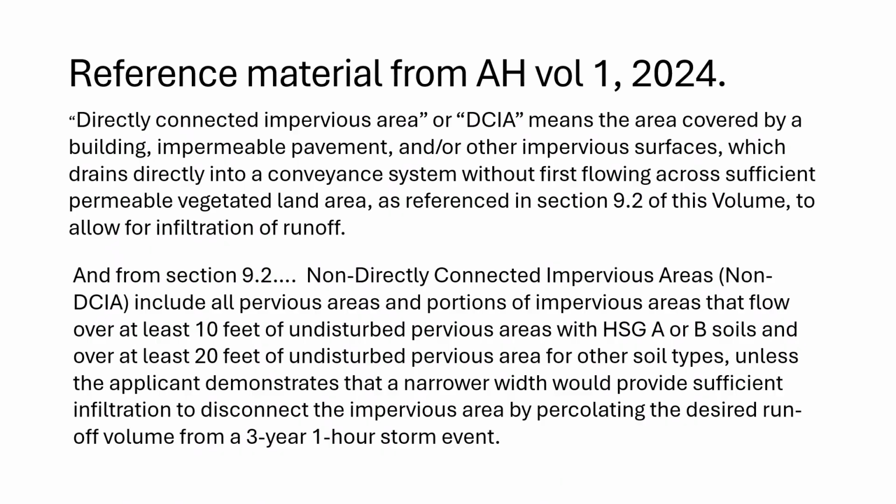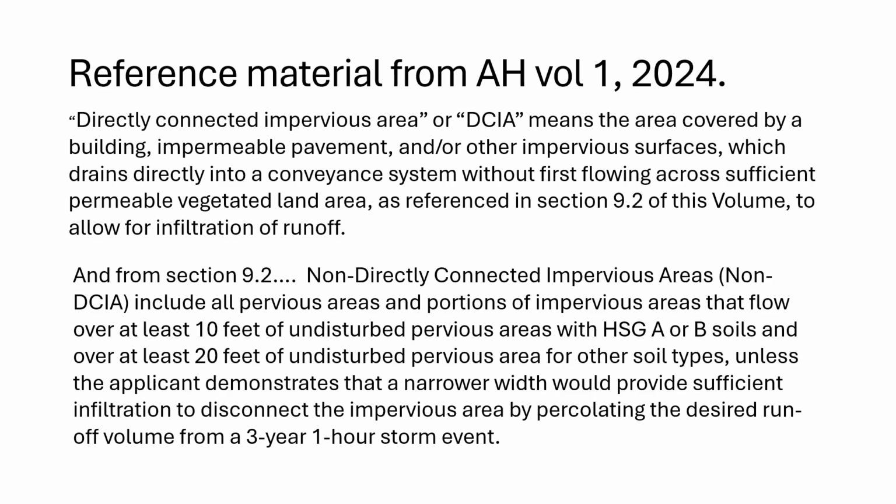Specifically, this means flowing over at least 10 feet of undisturbed pervious areas if the soil is a hydrologic soil group A or B, typically sandy soils. For other soil types, a longer distance of at least 20 feet of undisturbed pervious area is required.